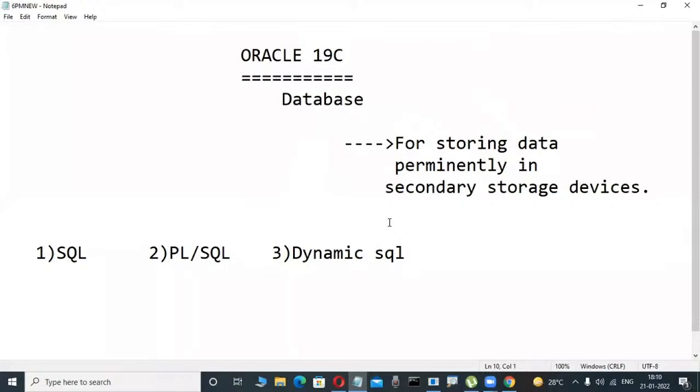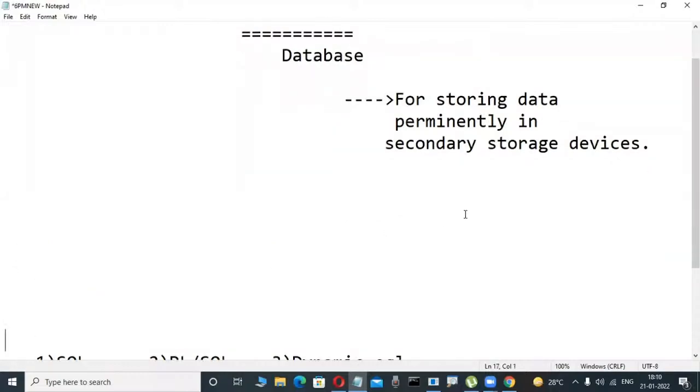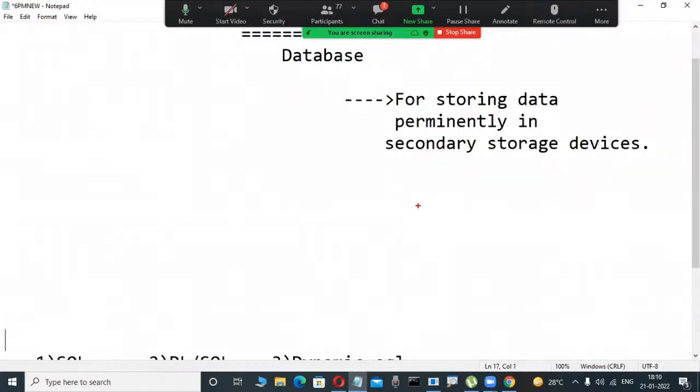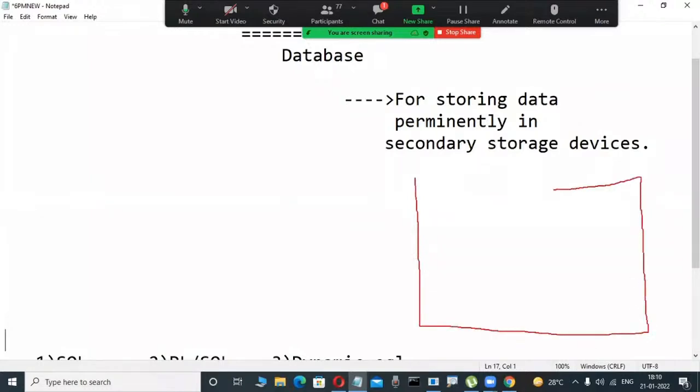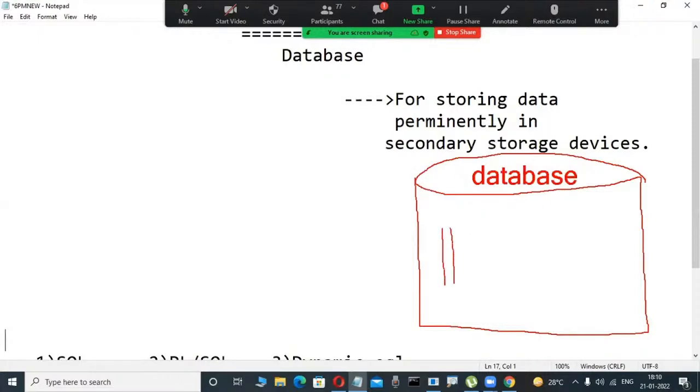These types of databases are relational databases. From 1970 onwards, these database software are available. These relational databases do not store a random collection of data. They only store a structured collection of data. Yesterday I told you, suppose this is an Oracle database. Databases means some place. Here, we store a structured collection of data in an organized fashion.